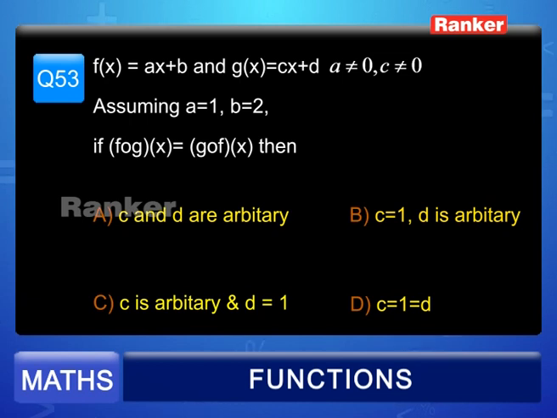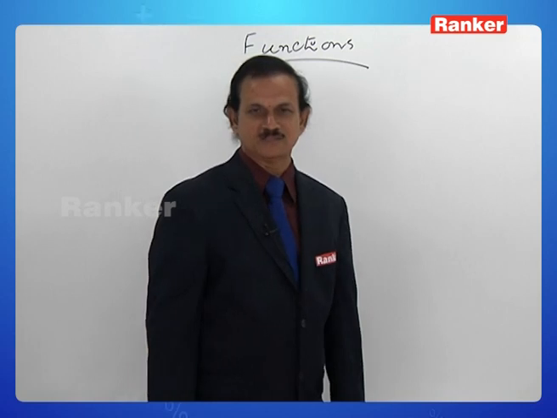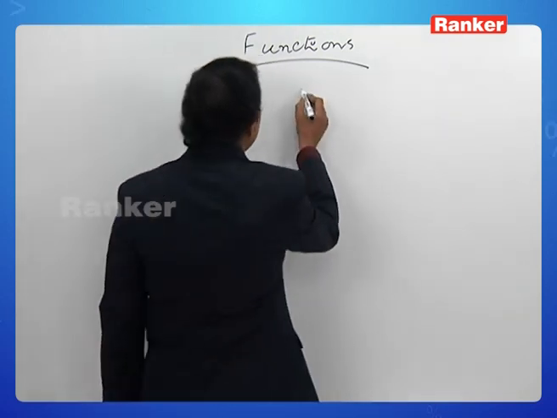First option, c and d arbitrary. Second option, c is equal to 1 and d is arbitrary. Third option, c is arbitrary and d is equal to 1. Fourth option, c is equal to 1 is equal to d. That is the question. What are the functions given?